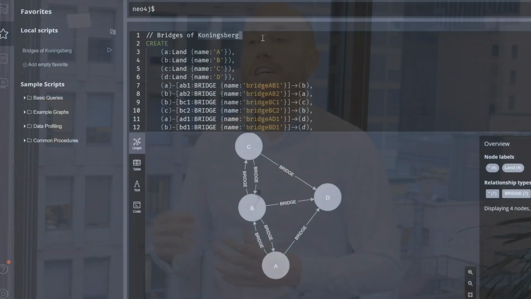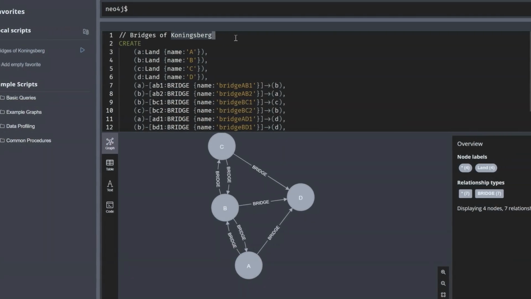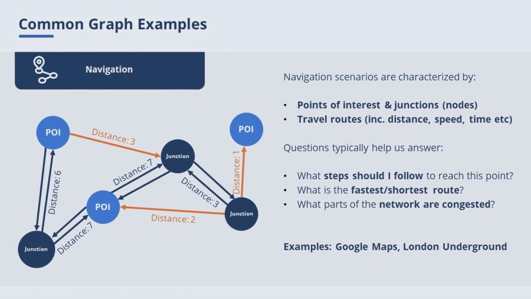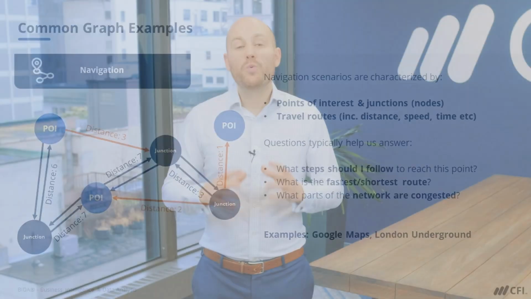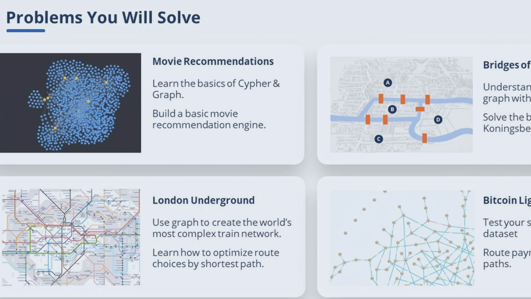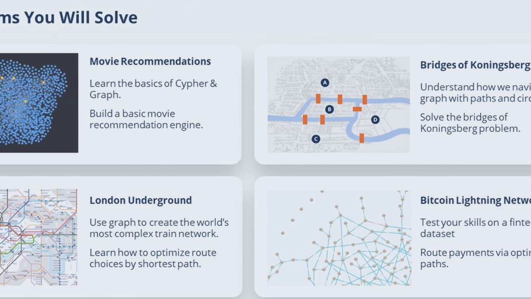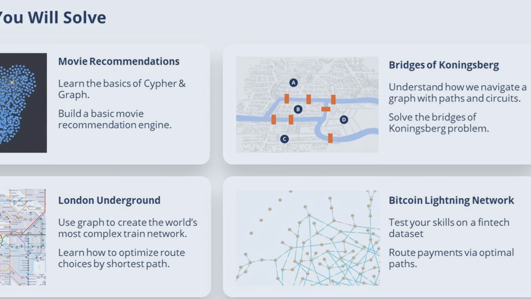We'll be using Neo4j's Cypher query language to explore 4 different graph databases, which will help us understand specifically what types of questions they allow us to solve. We know you like having the opportunity to test your skills, so for this course, we've increased the number of exercises and challenges. By the end of the course, you'll be able to build a basic movie recommendation engine, as well as a shortest path optimization across the London Underground and even across Bitcoin's Lightning Network.